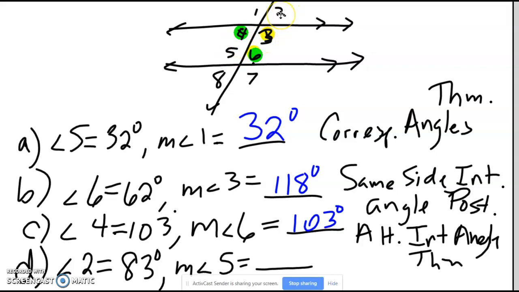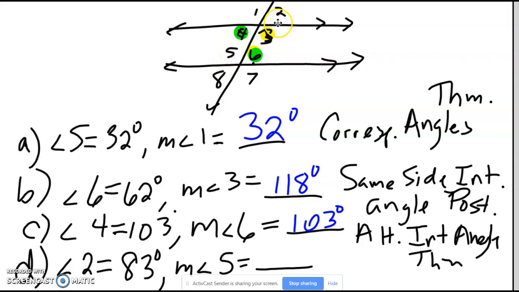Okay, so we could actually approach it a couple different ways. 2 and 3 form a linear pair, correct? So that means they're supplementary. So angle 3 would have to be 97 degrees. Is that right? And 3 and 5 are alternate interior, which means they're equal. So that means 5 is also 97.